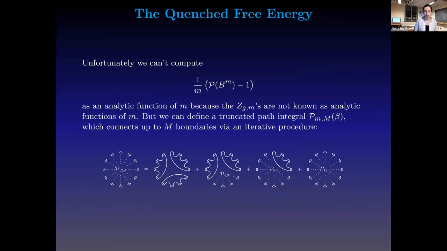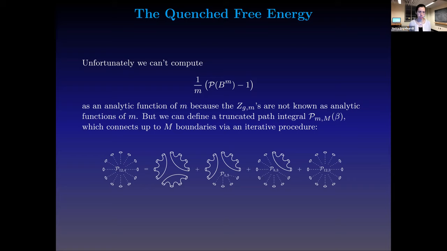So we say, all right, the annealed free energy just appears to be very pathological. We know there's another way of computing the free energy, and that is the quenched free energy. Unfortunately, we cannot compute this as an analytic function of m, which is what we would need to do in order to take the m goes to zero limit. The reason is that these Z_{G_m} are not known as analytic functions of m. There's an iterative expansion for them, but they're not known as analytic functions.